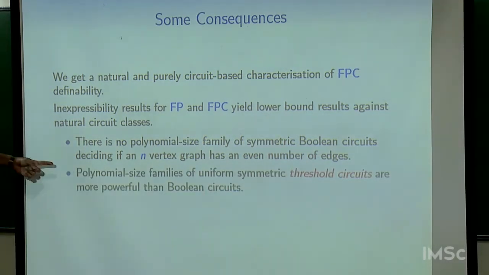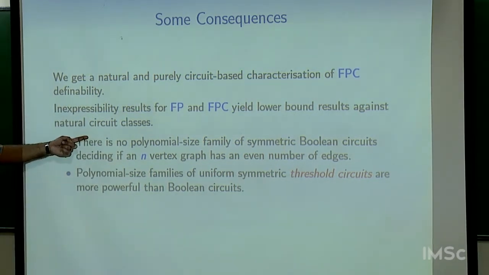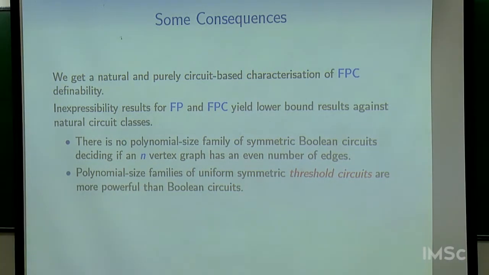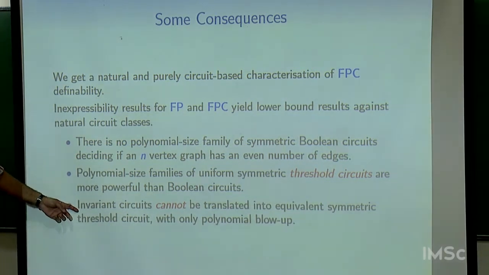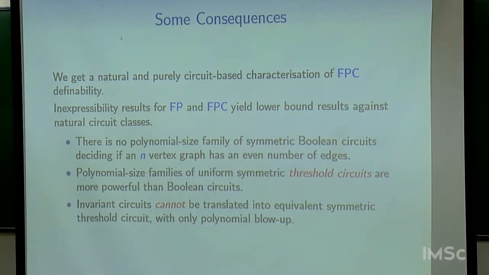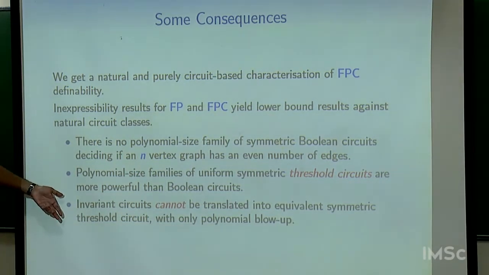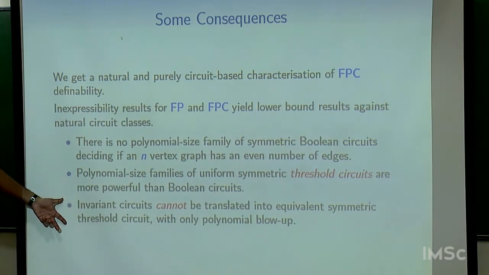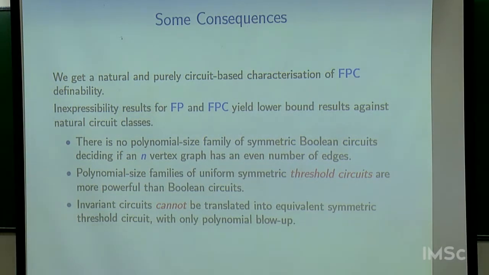You can't translate threshold circuits of polynomial size to symmetric polynomial size circuits without a blow up. That's because this thing is doable with threshold circuits, symmetric circuits. And invariant circuits can't be translated into symmetric circuits, even if you allow threshold gates in the symmetric circuits, with only polynomial blow up. And that's the Seyfert-Immermann result. There are polynomial time properties of graphs which are not in fixed point with counting.